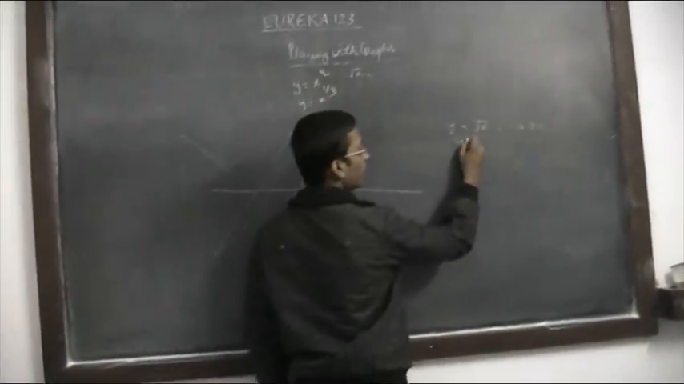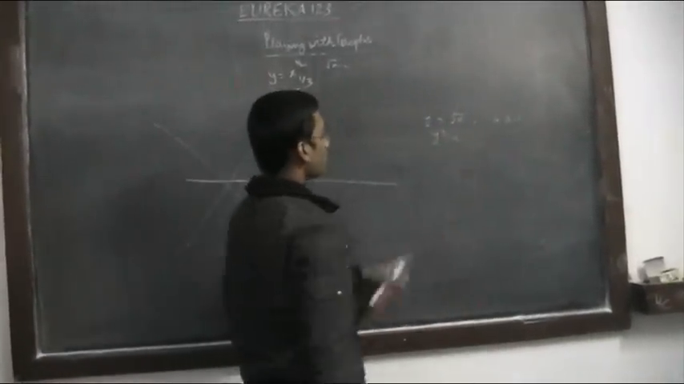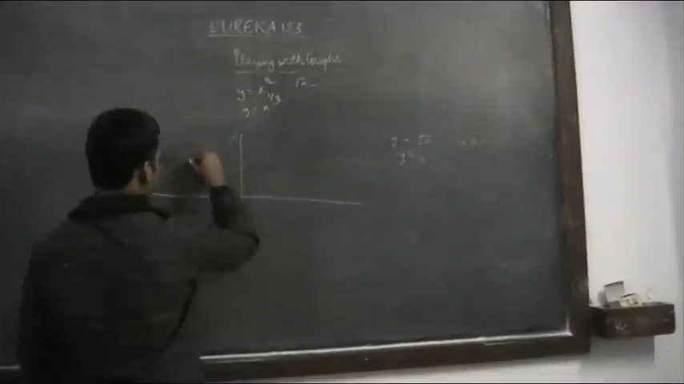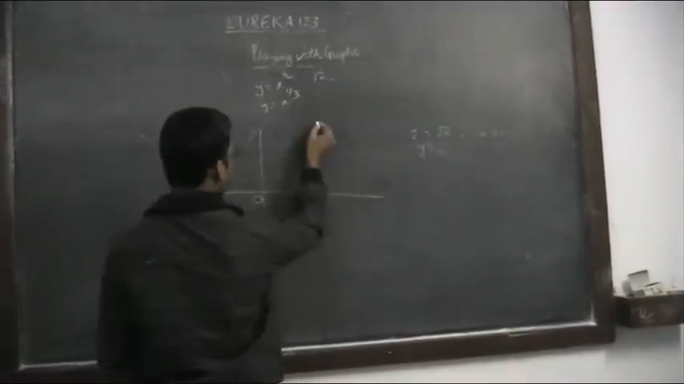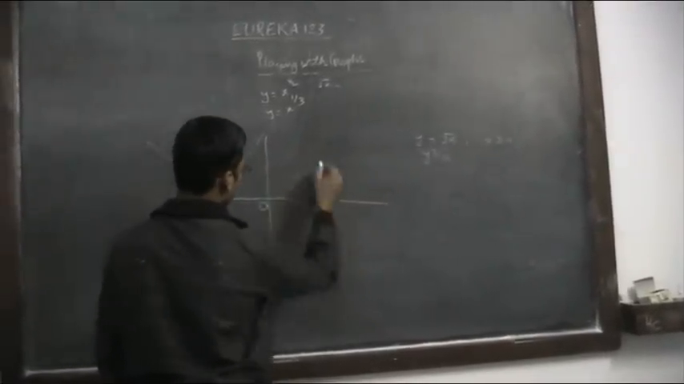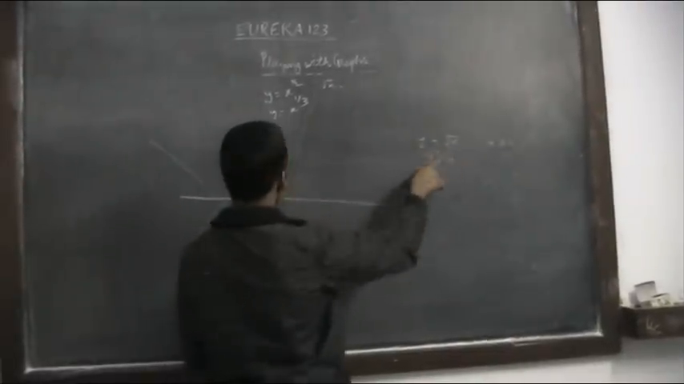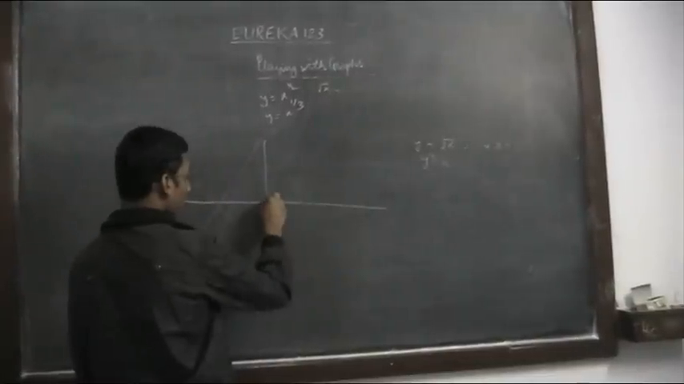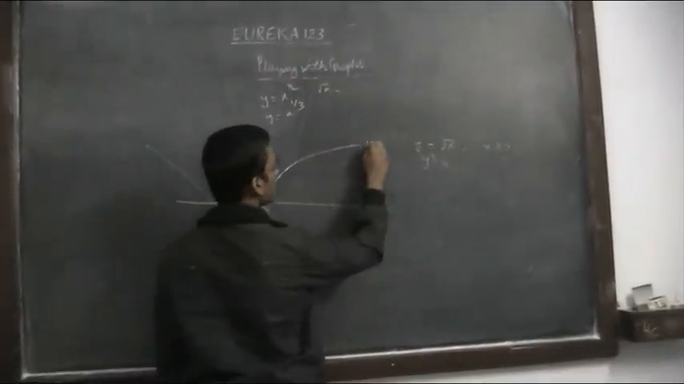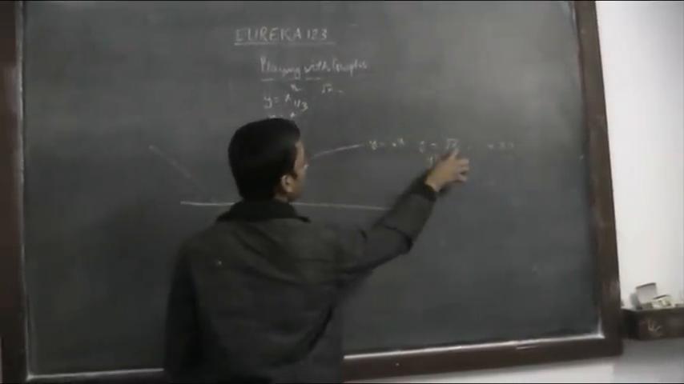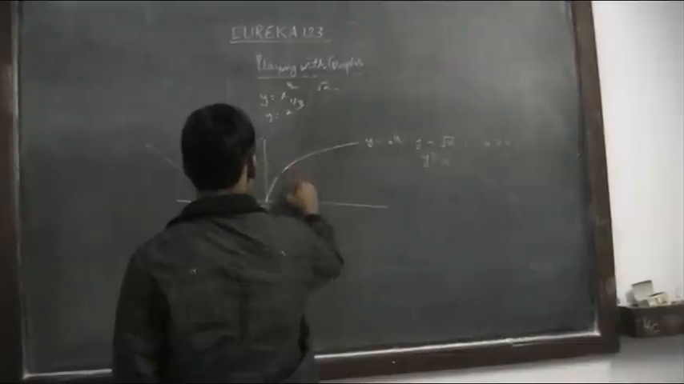Just square them, y square equals x. So y equals x square is like this. So x equals y square is like this. And we are taking y to be positive here. Therefore we won't take this. Therefore we get y equals x to the power half is this. When x is 1, y is 1. So it will pass through 1, 1.